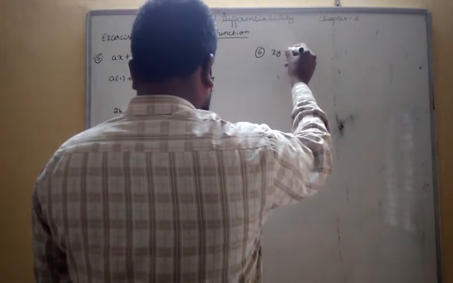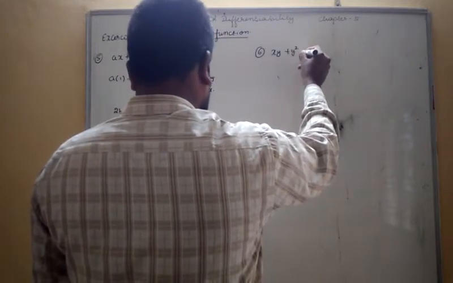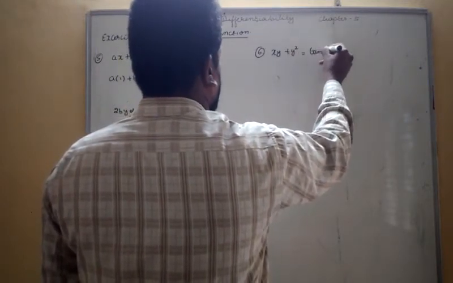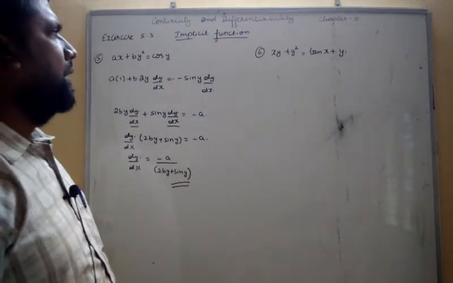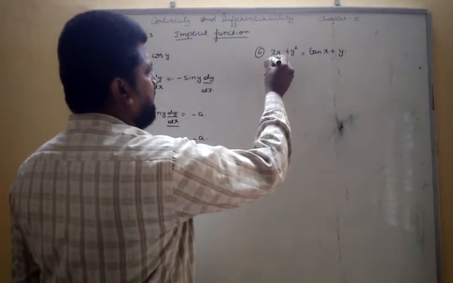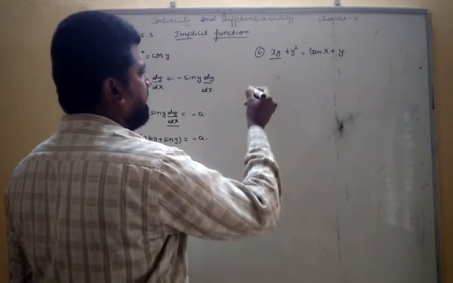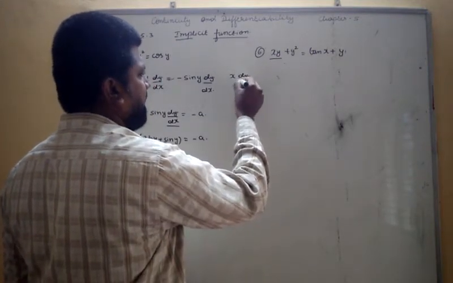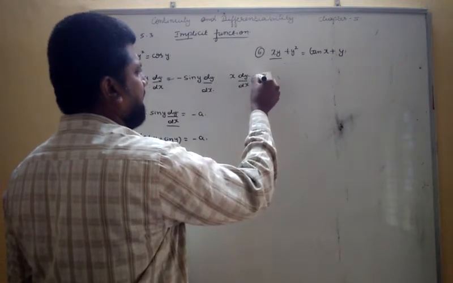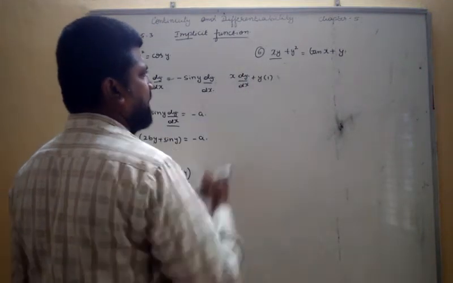e^(xy) + y² = tan(x + y). Okay. So here in this problem there are two functions, so let us apply the product rule: first function times differentiation of second function plus second function times differentiation of first function.